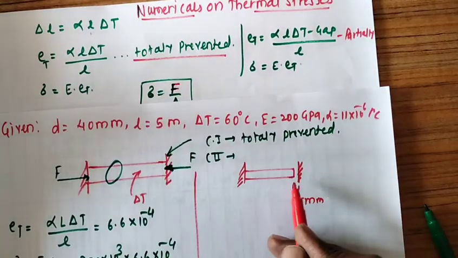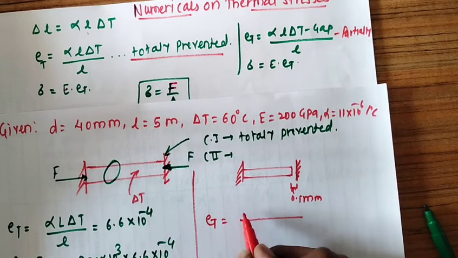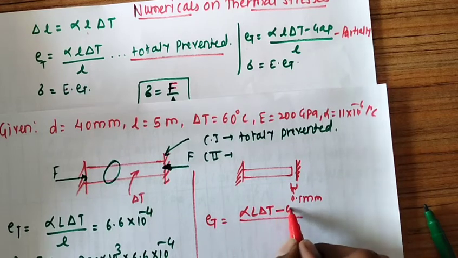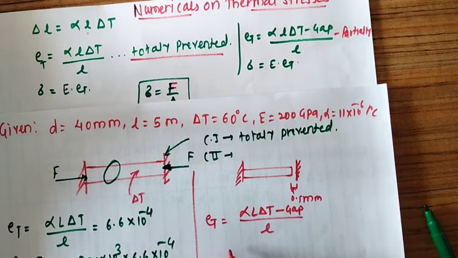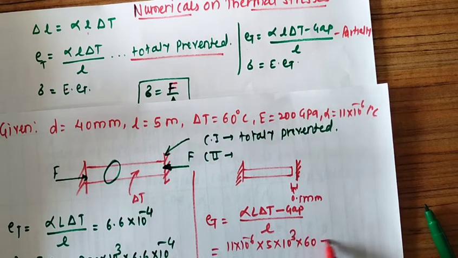So when there is gap given in the problem, very simple, ET is equal to alpha L delta T, your allowed expansion minus gap, upon original length. So if you put all these values here, alpha is given how much? Alpha is 11 into 10 raised to minus 6 into L. L is 5 meter, we put in mm. So 5 into 10 raised to 3 into delta T is 60 minus gap. Gap is 0.5 mm given.